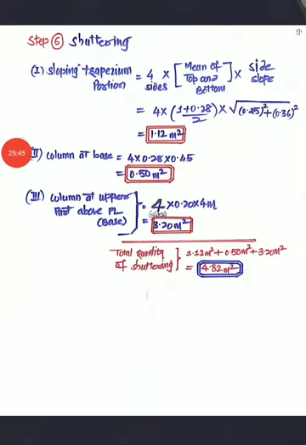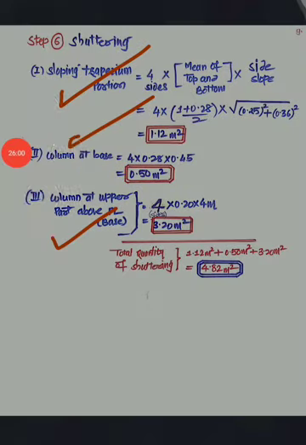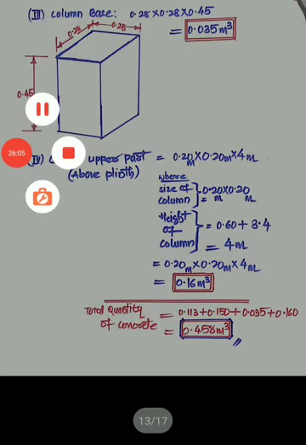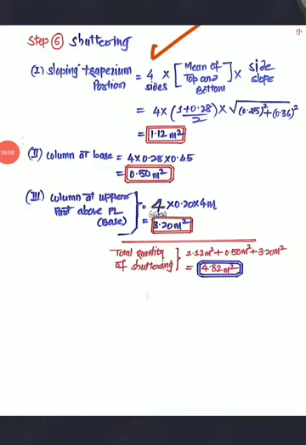Now here you can see the shuttering. Shuttering again you can divide into 3 different sections, that is the sloping trapezoidal portion, then the column base, and the vertical column, that is the upper column above the base. Now the first one is the sloping trapezoidal portion, that is 4 sides into mean of top and bottom into side slope. So here you will be having 4 number of sides. That mean is (1 plus 0.28) divided by 2. Then the side slope is square root of (0.25 square plus 0.36 square).